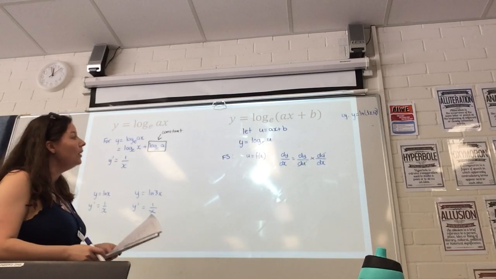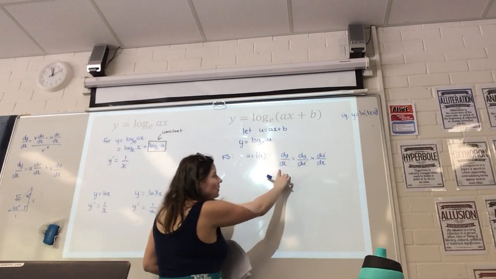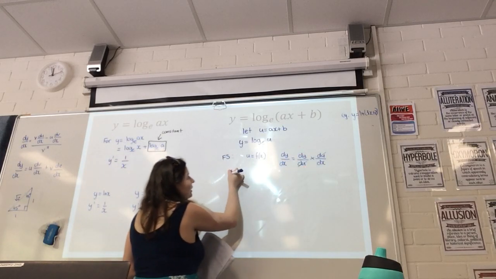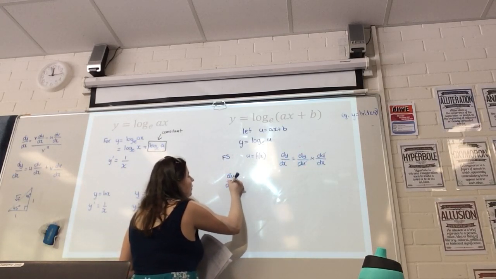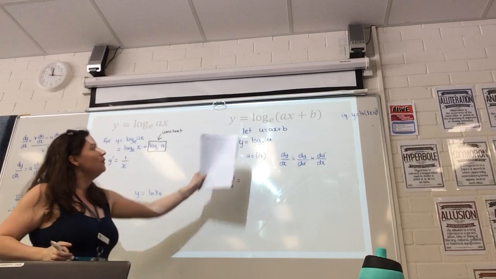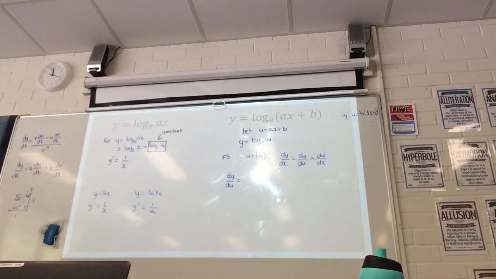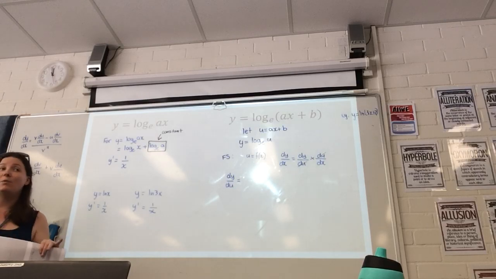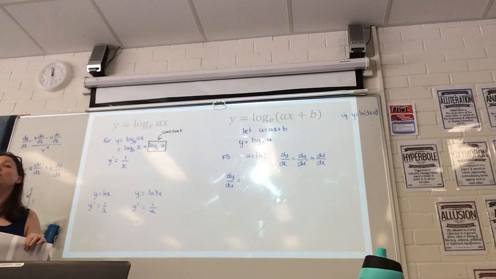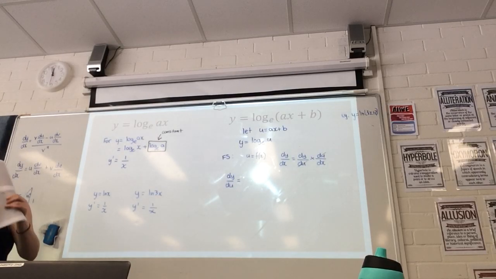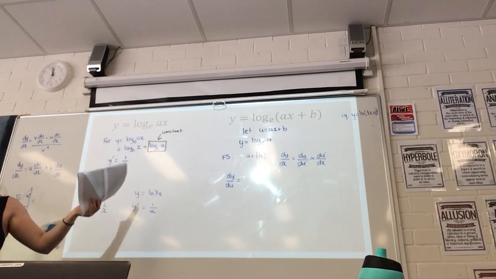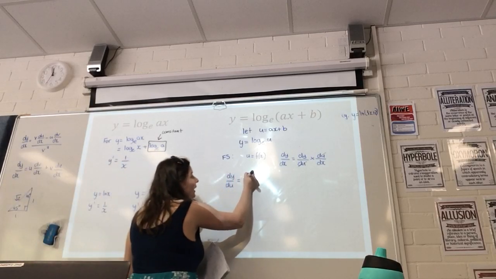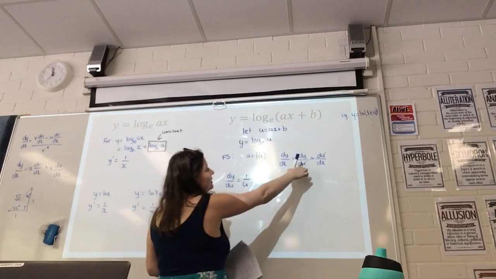Okay, so we want to find dy on dx. We're going to use this formula. So dy on du says differentiate ln u with respect to u. Okay, and what's that going to differentiate to? This is the thing that we just came up with. 1 on u. Okay, not 1 on x because it's with respect to u. Okay, 1 on u. That's this bit.